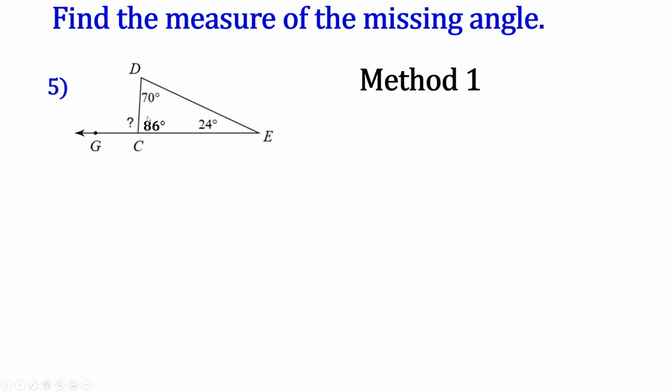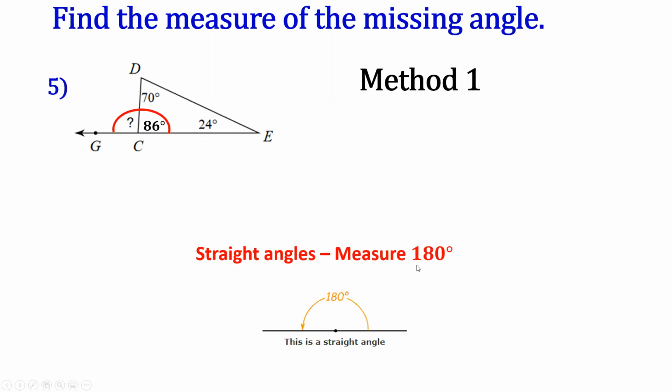Students then use this 86 degrees to find the question mark. Hopefully you remember how to do that, but if not, let's go and review that. You're going to notice from E to G, you actually have a straight line. And whenever you have a straight line, what you actually have is what we call a straight angle. And a straight angle always measures 180 degrees.